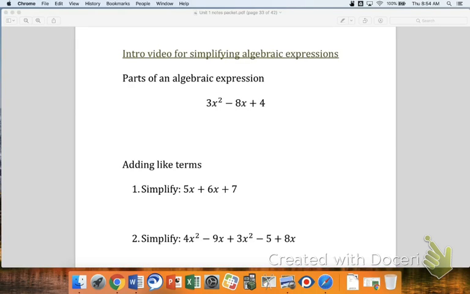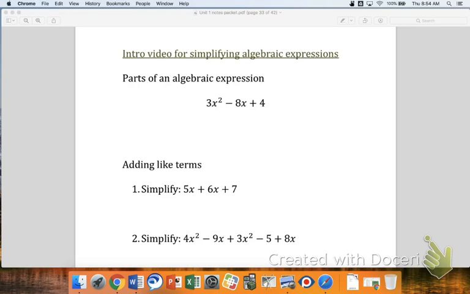This is the intro video for simplifying algebraic expressions. In this video, we're going to talk about a little bit of terminology and then several examples of how we can simplify algebraic expressions. Okay, so the parts of an algebraic expression.